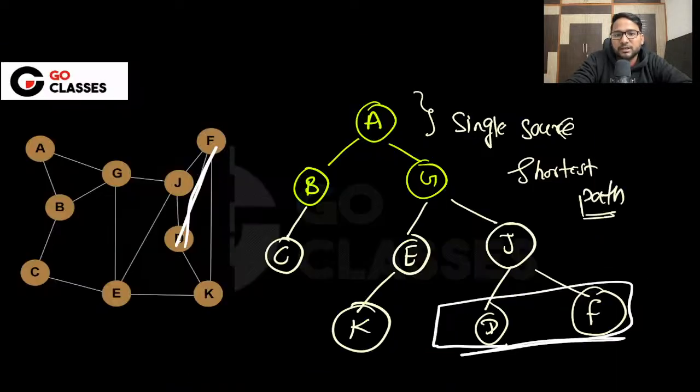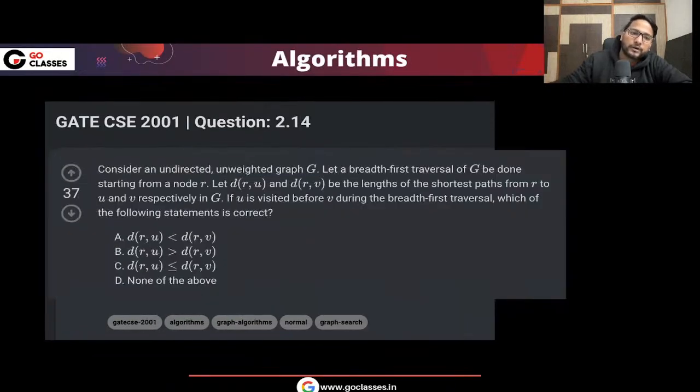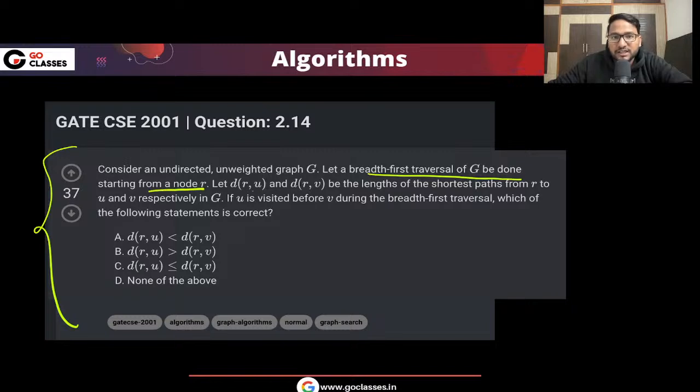I mean, fully balanced. I'm assuming that it is fully balanced. Okay, now let's just see this. Consider an undirected, unweighted graph. The BFS traversal of G can be done starting from node R. Distance from R to U and R to V are the lengths of the shortest path from R to U and V respectively. If U is visited before V, then which of the following is true?